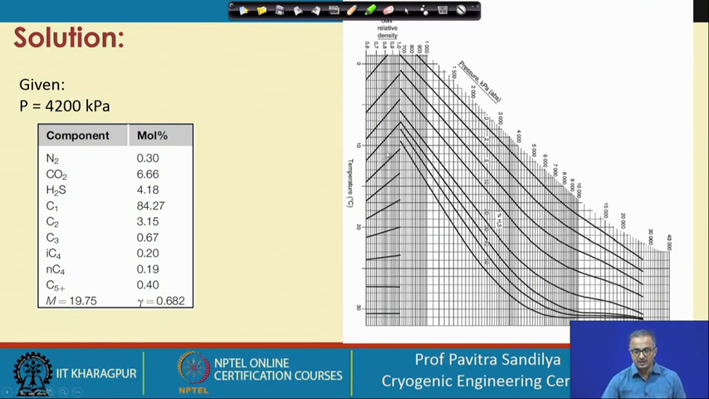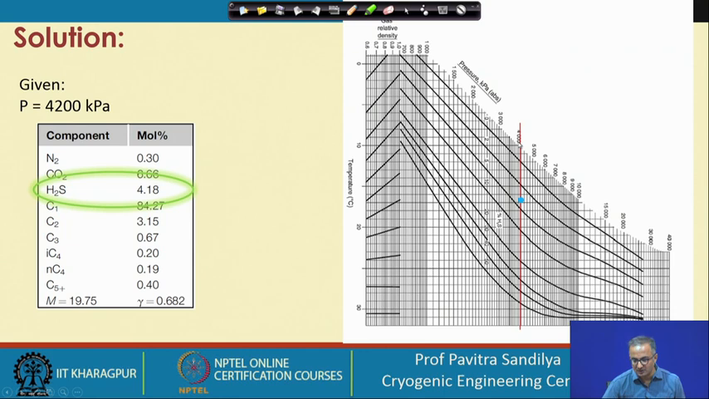Here in this chart we find that the temperatures are given as these slant lines, the relative densities can be taken from these vertical lines, and these are the various pressures. Now from the given data, first we locate the line for the various percentages of H2S, and here 4.18 is the H2S percent. So we have to locate 4.18, and the pressure is 4200.